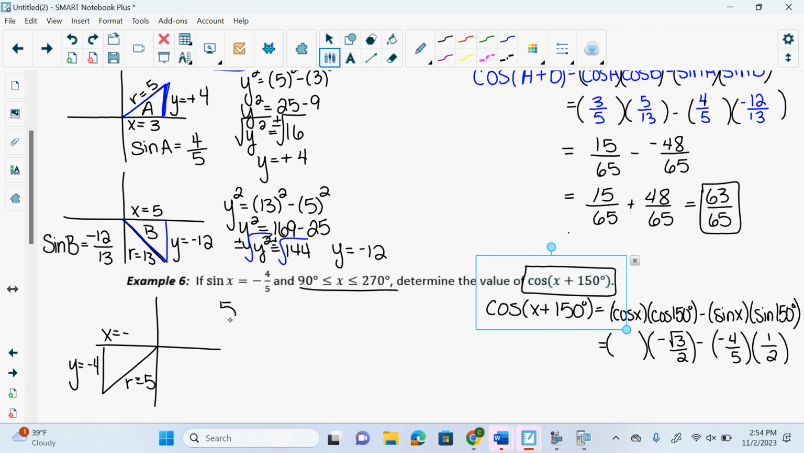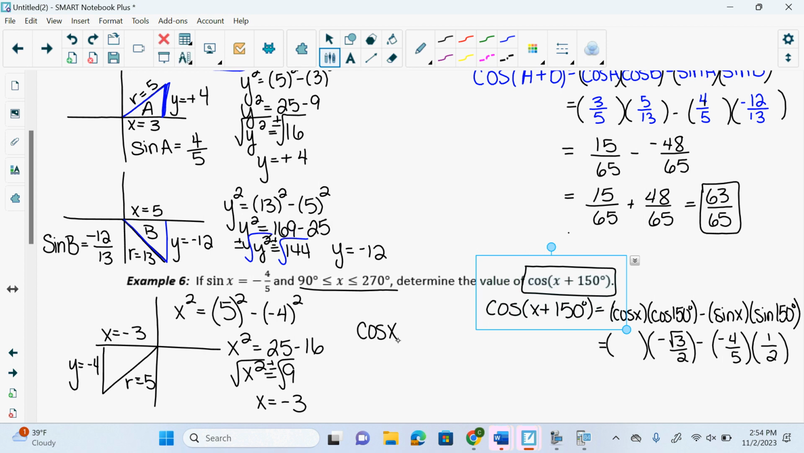So I go x squared equals 5 squared minus negative 4 squared. X squared equals 25 minus 16. X squared equals 9. Square root, plus or minus. X equals negative 3. And I need cos of x.